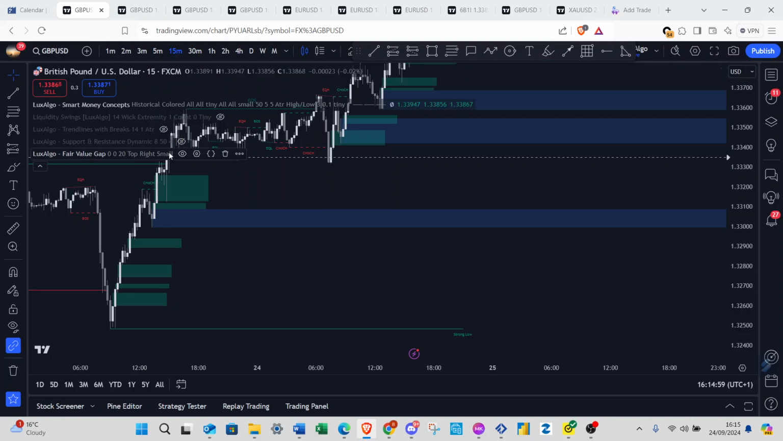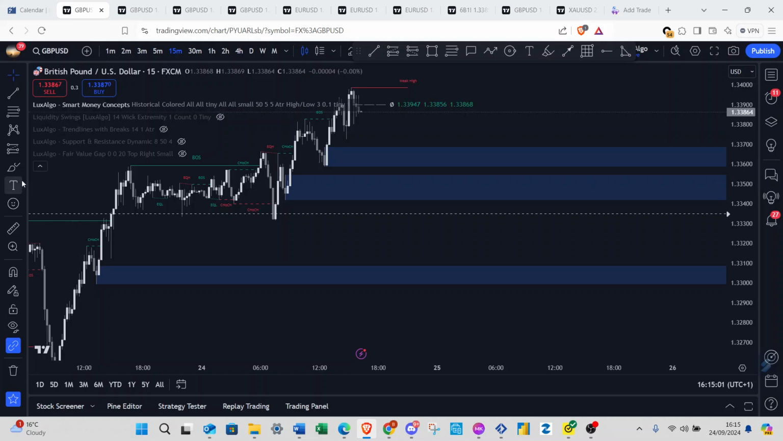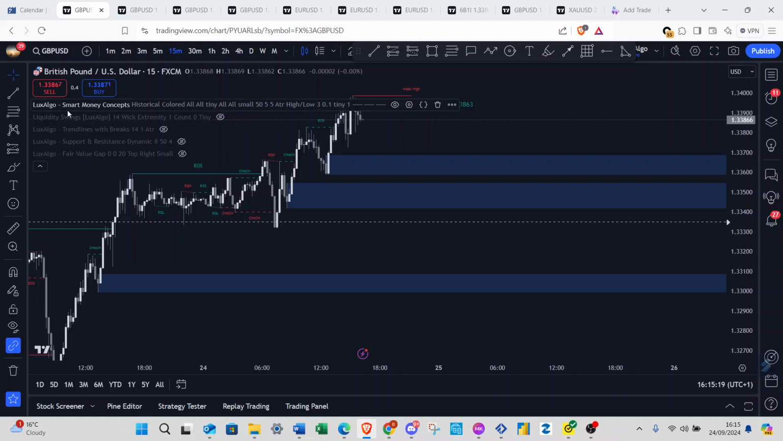Get rid of that. Well, you've seen that one, fair value gap, so I'll get rid of that. But basically, this one, Smart Money Concepts by LuxAlgo. I do a lot of these. They do them all, LuxAlgo. You get a lot of indicators within LuxAlgo.